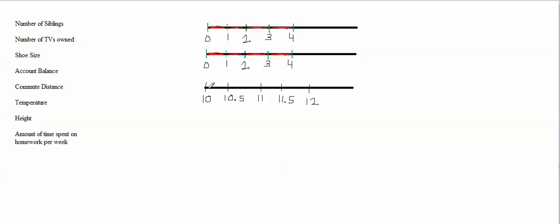So you can't have any values in here. Like I said, a shoe size can't be 10.7, 10.8, or 10.9. You also can't have a shoe size in between here. For example, it can't be 10.2 or 10.3. So this is also a red gap area.